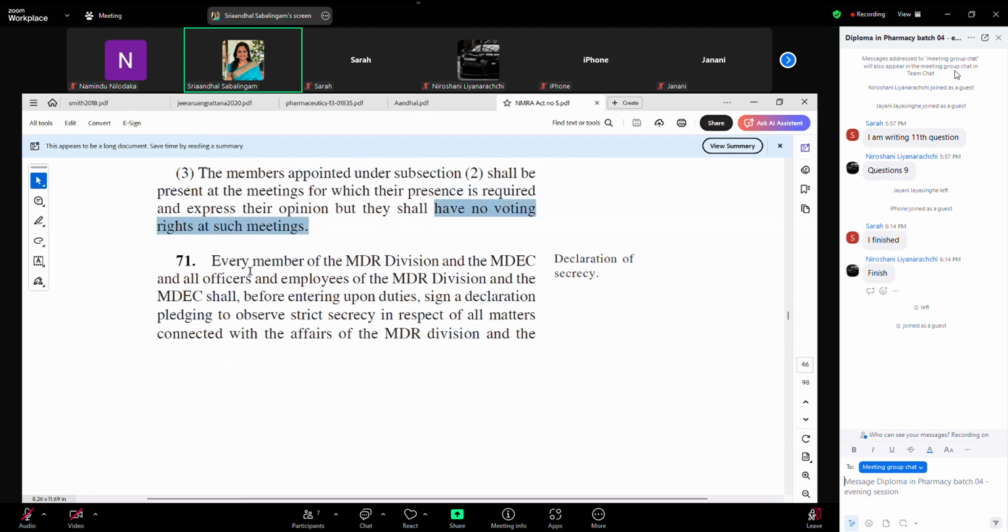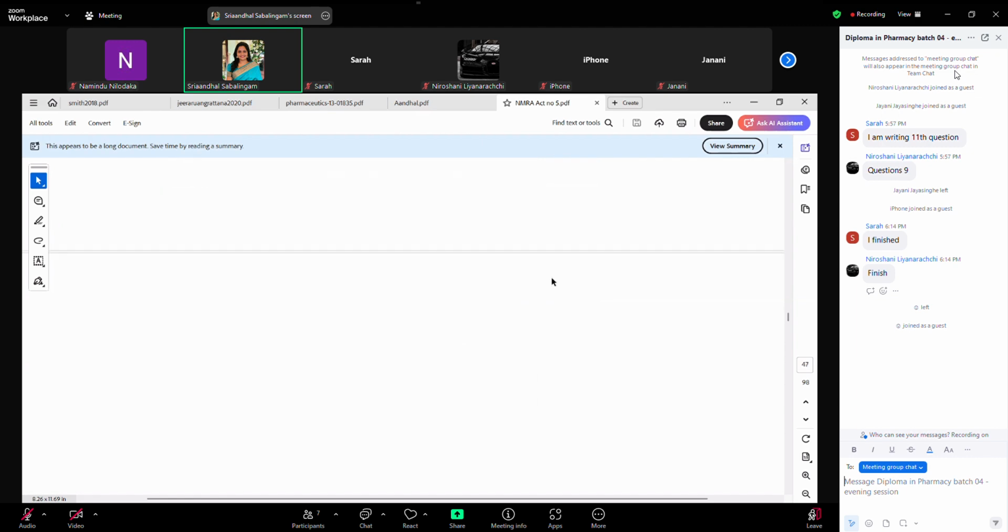Every member of the MDR Division and MDEC shall, on entering upon the duty, sign a declaration that they will maintain secrecy. The meetings and the information will not go out, right? Every matter connected with the MDRD is kept under seal.